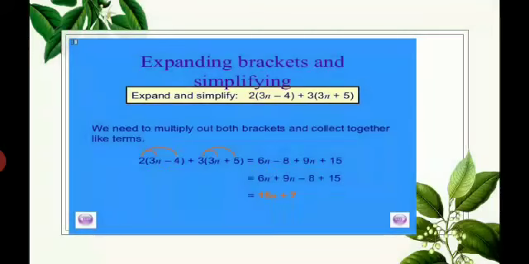Expanding brackets and simplifying, like there is 2 outside and bracket 3n minus 4, and plus 3 bracket 3n plus 5. You just multiply 2 by 3n, which is 6n, minus 8, plus 9n plus 15. So you add the n terms with each other, and then variables with variables.